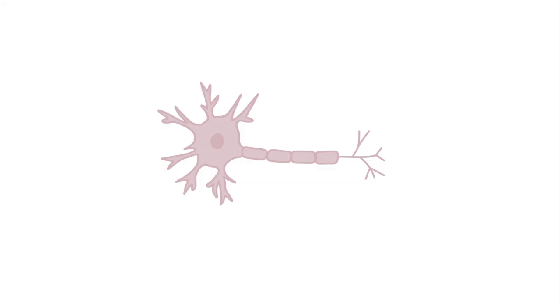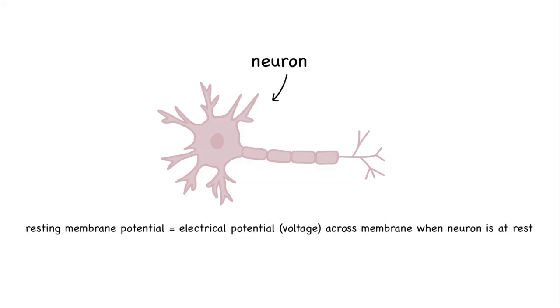In this video, we're going to learn about resting membrane potential. This is a neuron. The resting membrane potential is the electrical potential, or voltage, across the membrane when the neuron is at rest, meaning that an action potential is not occurring. Resting membrane potential is equal to about -65 millivolts.